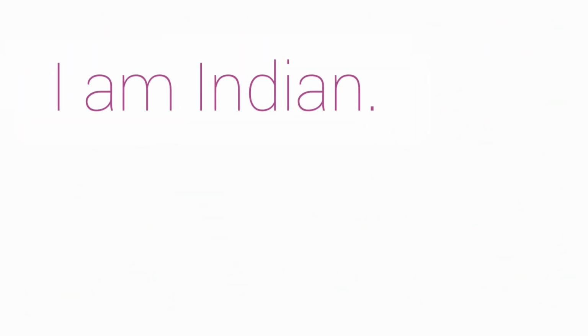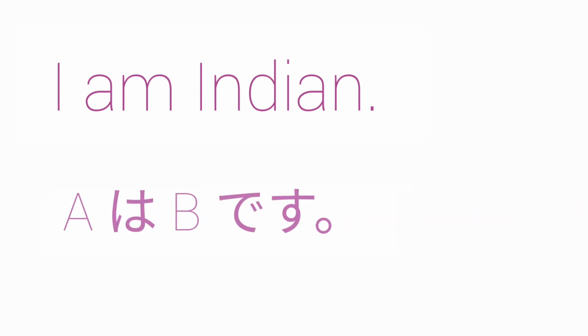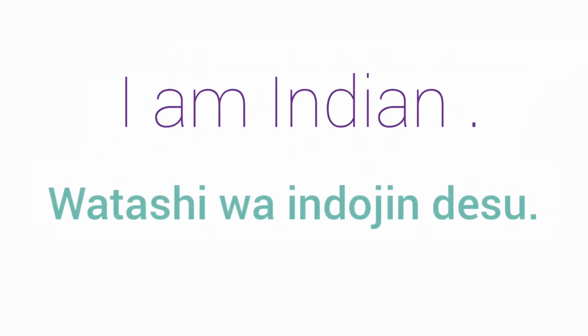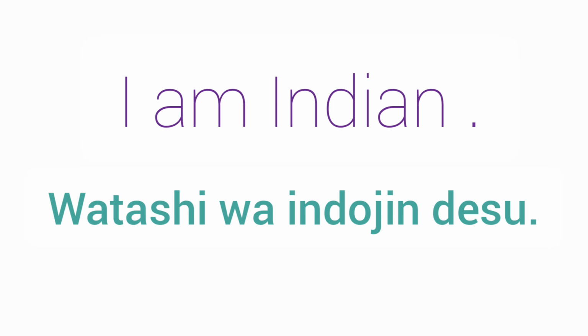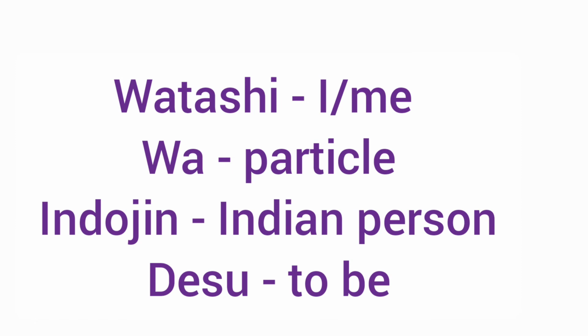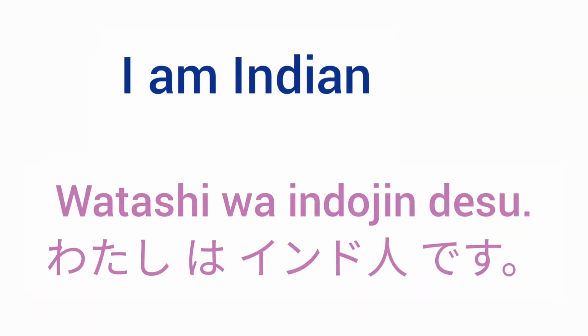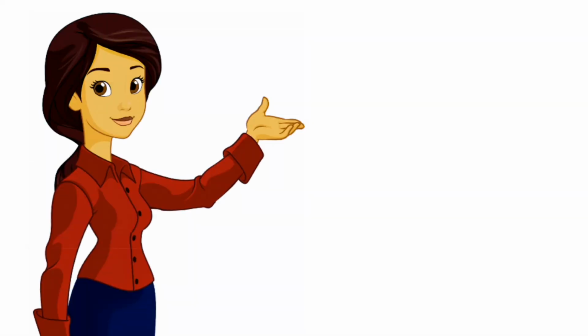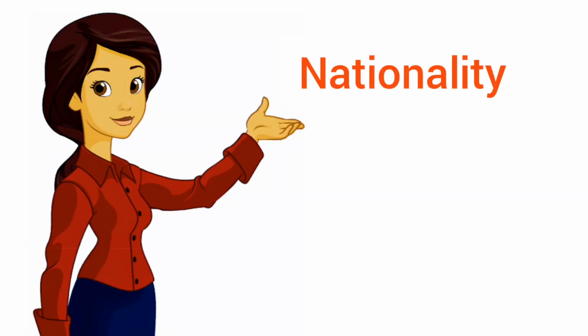Then can you tell me how to say I am Indian? Let's make the Japanese sentence by using this pattern. I am Indian. Watashi wa Indojin desu. Watashi means, you know, I or me. Wa is the topic marking particle. Indojin means Indian person. And desu literally means to be. I am Indian. Watashi wa Indojin desu. Likewise, you can say your nationality simply.